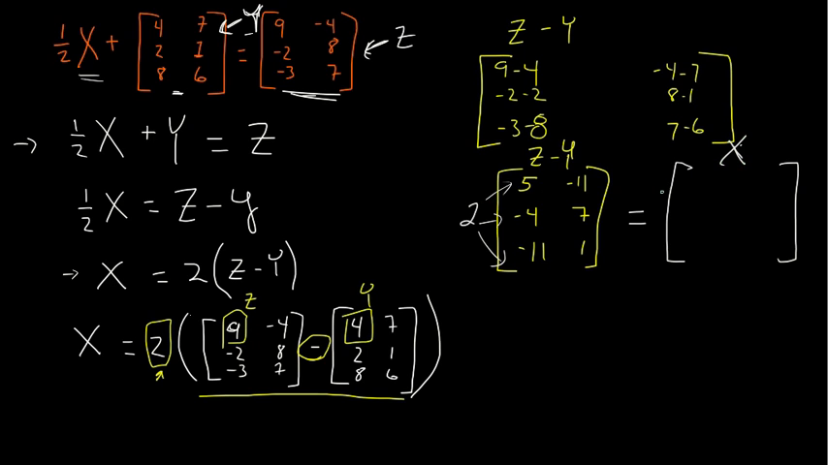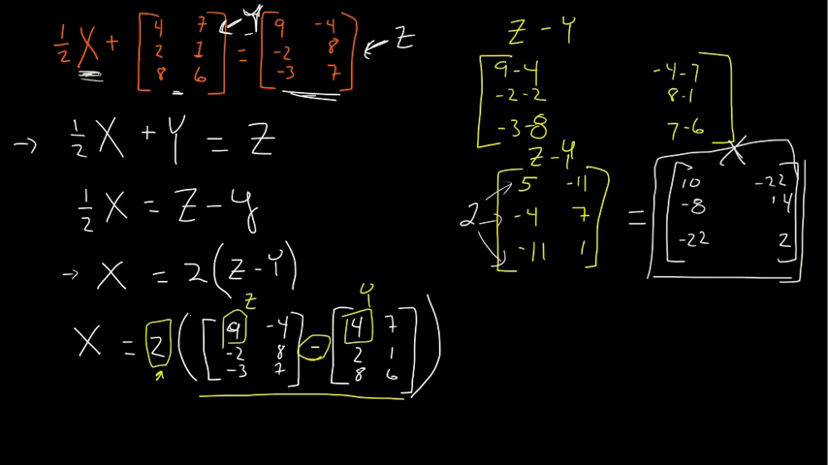And I'm not going to write out the multiplication here. Just 2 times 5 is 10. 2 times -4 is -8. 2 times -11 is -22, -22, 14, and 2. So this is our x matrix right there. Okay, so now let's answer the question.